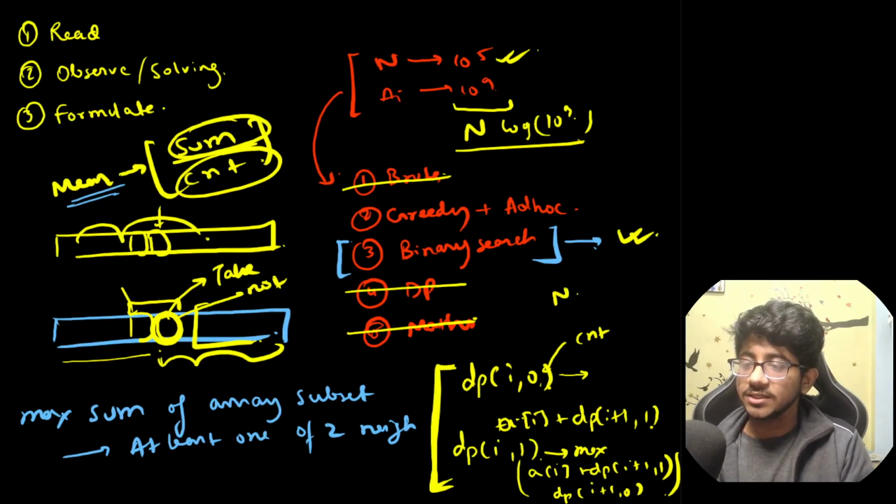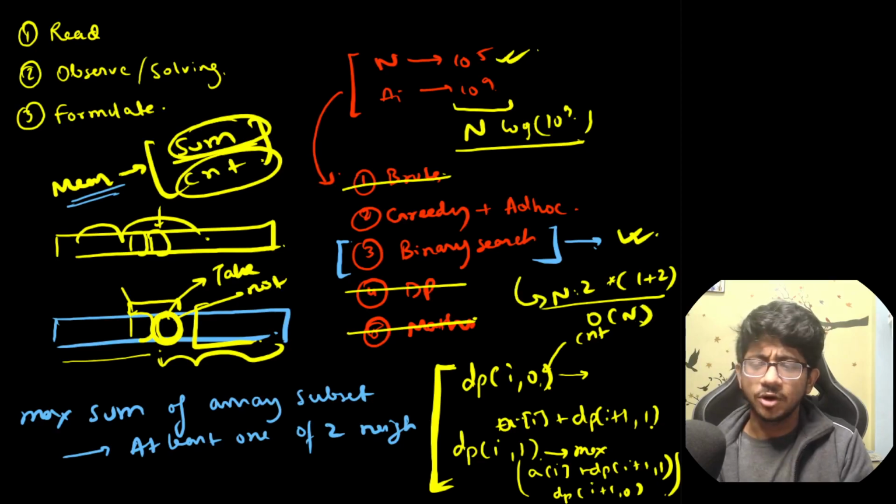There are n into 2 states multiplied by 1 plus 2 transitions at max, so it's order n, right? This is a formula that I'm using from one of my previous DP videos. So if you have not checked that out, check out the DP video on my channel. So this is almost something that can pass, right? So this is a feasible solution for now.